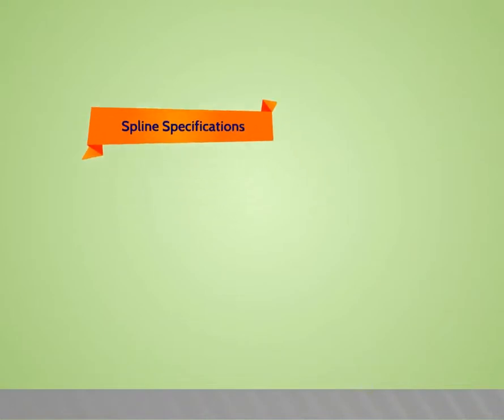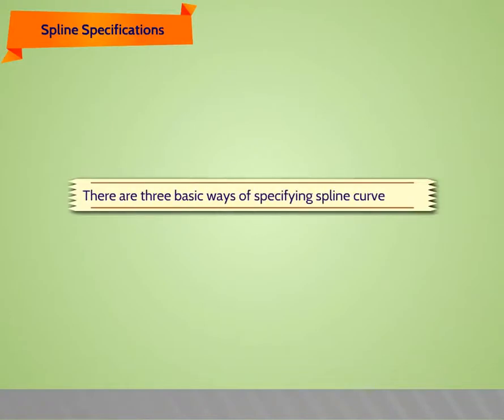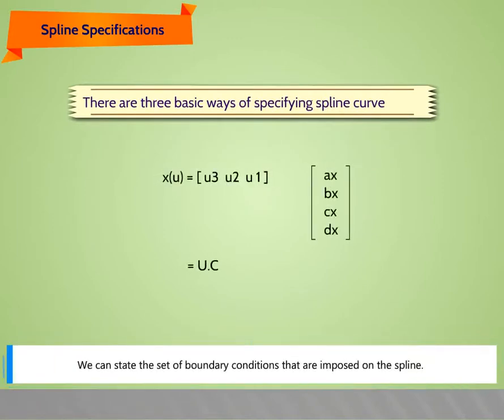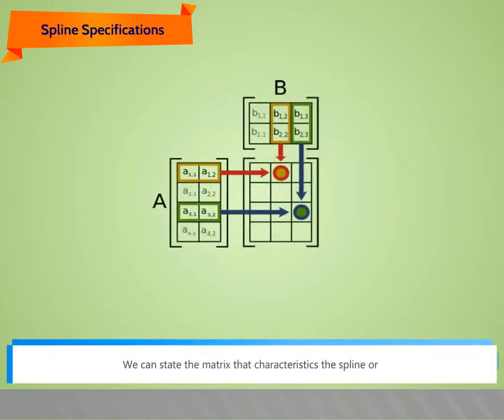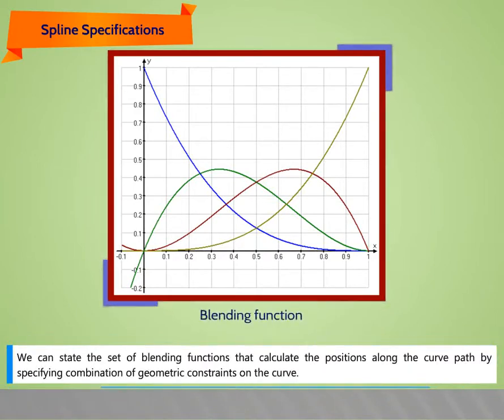Spline specifications. There are three basic ways of specifying a spline curve. We can state the set of boundary conditions that are imposed on the spline. We can state the matrix that characterizes the spline, or we can state the set of blending functions that calculate the positions along the curve path by specifying a combination of geometric constraints on the curve.